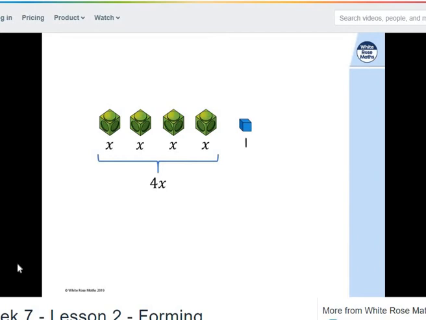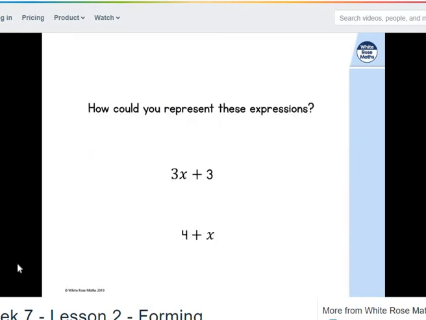And we've got a 1 here. We've got another 1. And together we've got 2. So if I was going to total up my X's and my 1's together, I would have 4X plus 2. So then, we've got 2 expressions here. Now, I want you to have a think. Using the cubes and the ones, how could you represent these expressions? Pause the video, have a think for yourself first.